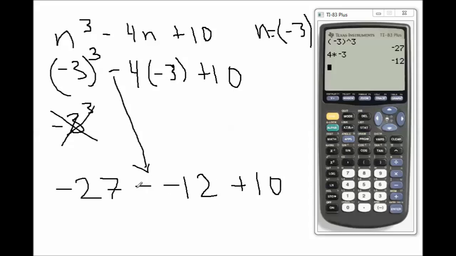All right, when you subtract a negative, you know that you actually add a positive. So -27 plus 12 plus 10. Our answer will be -5.